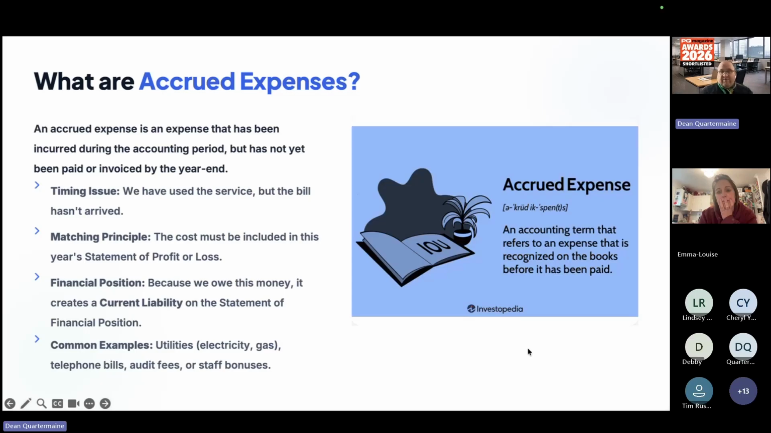It's the accounting term that refers to an expense. It's recognised on the books before it's been paid. So we need to recognise it now, pay it at some point in the future. Yeah, and that could be tomorrow, next month, next quarter, in the longest example for next year, potentially.